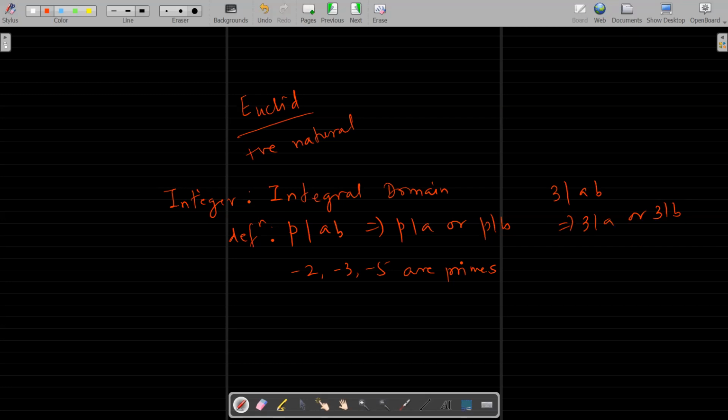But if I say 6 divides 2 into 3, then 6 should also divide 2 or 6 should divide 3. No, that is not true. 6 divides 2 into 3, but 6 does not divide 2, nor does 6 divide 3. So what it means is that 6 is not prime. Okay?